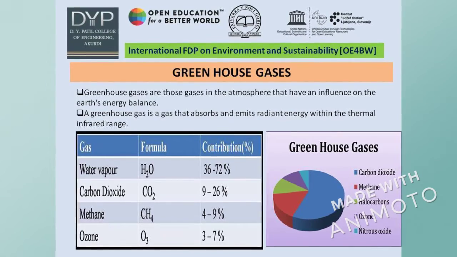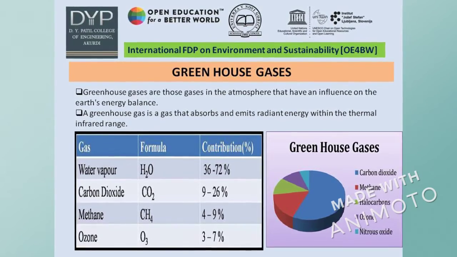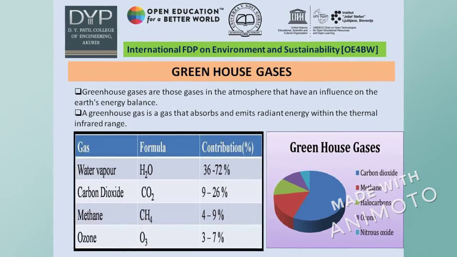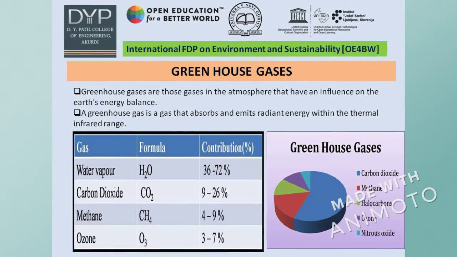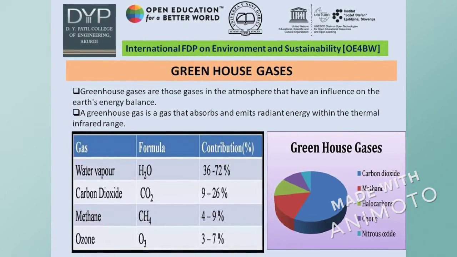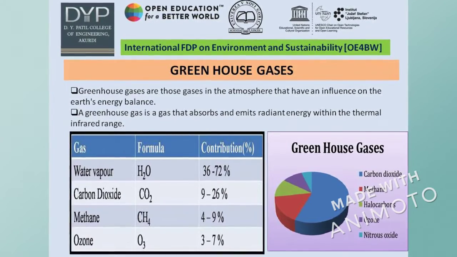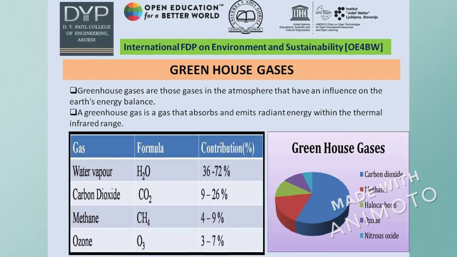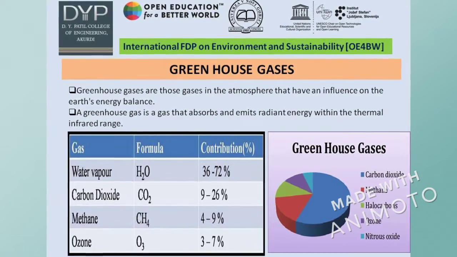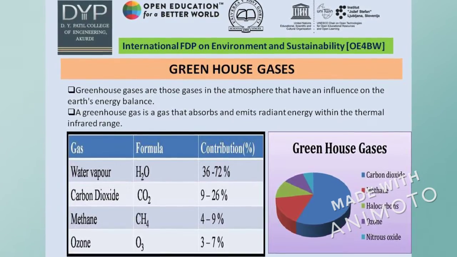Greenhouse gases are those gases in the atmosphere that have an influence on the Earth's energy balance. A greenhouse gas absorbs and emits radiant energy within the thermal infrared range, and the gases are water vapor, carbon dioxide, methane, and ozone. They all contribute to the greenhouse effect.